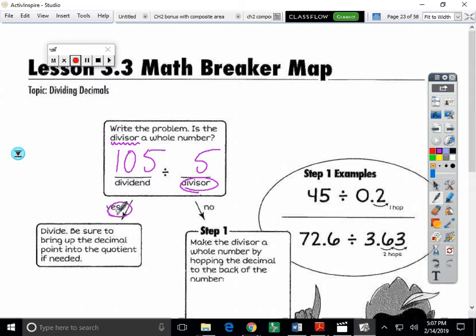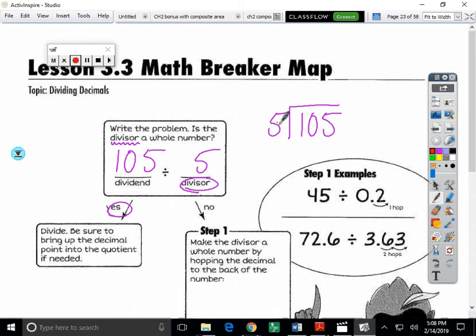So following my math breaker map, I would follow this arrow down and I would see it says, go ahead and divide. Be sure to bring up the decimal point into the quotient if needed. So this is a division that we've seen before in the past. I would put my dividend inside the division symbol here, and I would divide by a divisor of 5. These are both whole numbers, and they tell me to bring my decimal straight up. So really, I'm not seeing a decimal in these numbers, and I'm not going to worry about that too much as long as my division works out nicely.